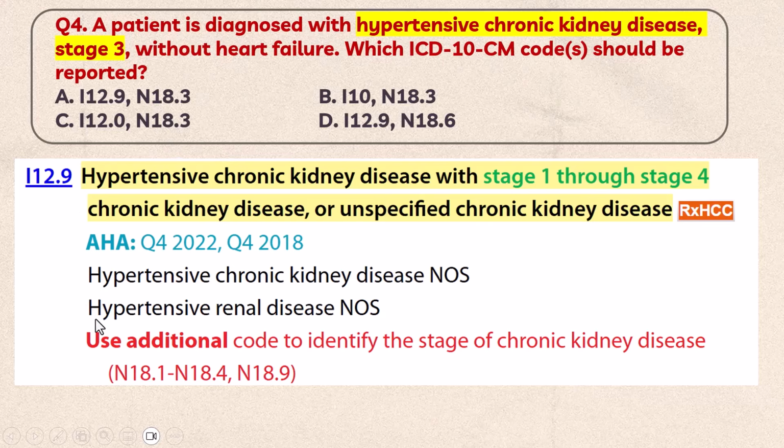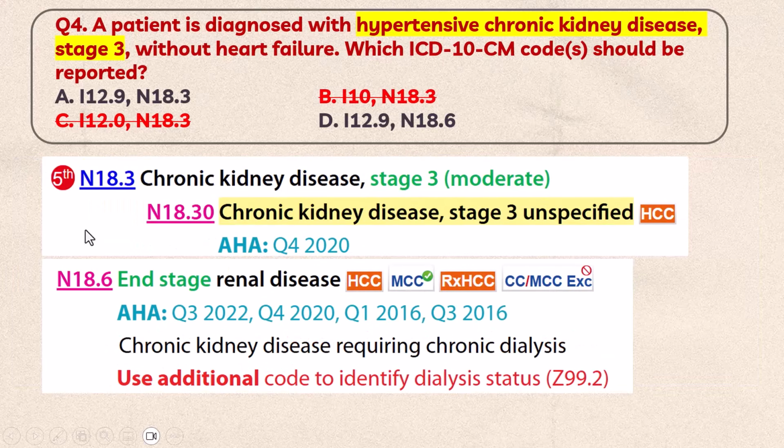In the footnote, you can see use additional code to identify the stage of the chronic kidney disease. So for the staging, you have to use the additional code, that is the N18 code. So you have eliminated B and C, and let's go to the N18 codes. So N18.3, that is chronic kidney disease stage 3 moderate, N18.6, that is end stage. So in our case, this is stage 3 disease. So the correct code will be N18.3. So the correct answer will be answer A.